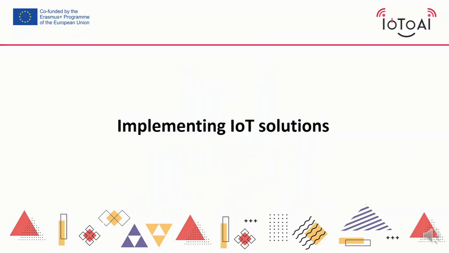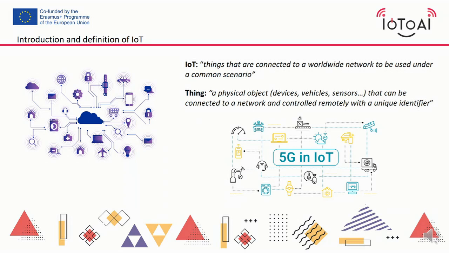The IoT course is titled Implementing IoT Solutions. In this course, the students will review some of the main concepts already learned in the course Introduction to IoT, mainly the concept of IoT and the concept of thing. Students will also learn the link between IoT technology and 5G.